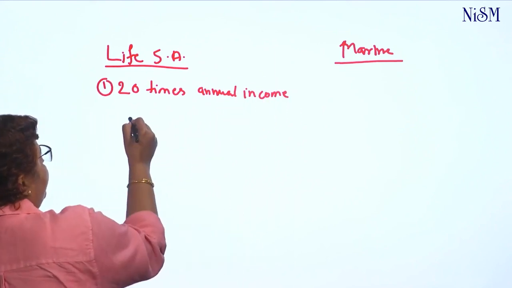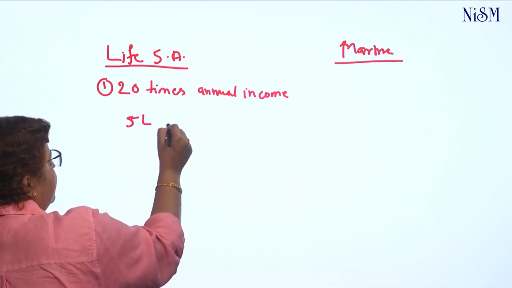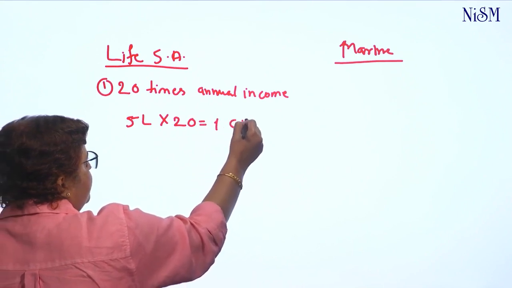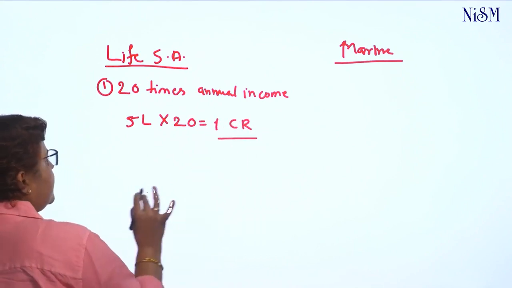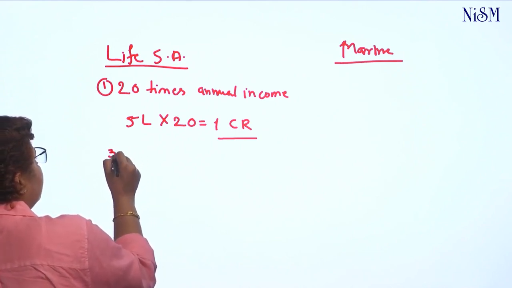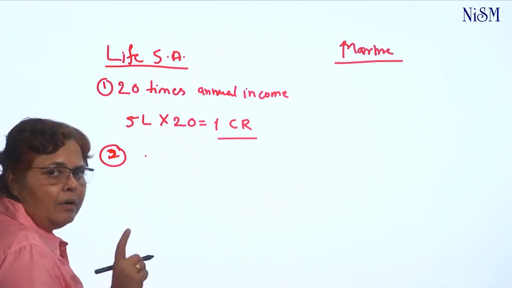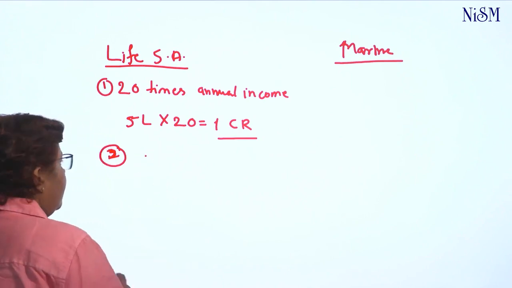Okay. So, if your annual income is 5 lakhs of rupees, 20 times is 1 crore. So, that person should have at least 1 crore of sum assured. This is a thumb rule. If you want to get into more details, then there are 3 components you have to remember when you calculate life insurance sum assured.